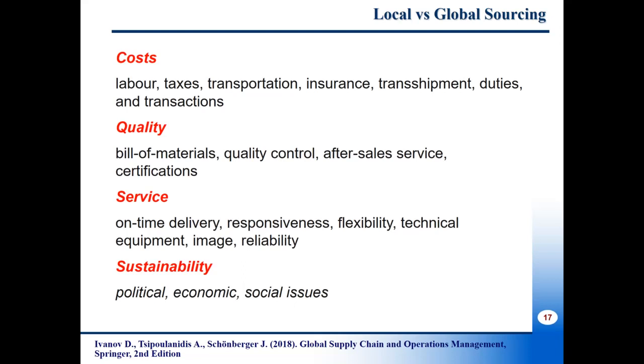Considering the long distance supply, quality, bill of material, quality control, after-sales service, and certifications are important, mostly for perishable and natural products. Considering that lead times are long due to high volume of orders, it is important to maintain on-time delivery, demand responsiveness, and order flexibility in order to avoid stock out or overstock at the buyer side. In addition, technical equipment, company image, and service reliability also need to be taken into account when choosing a global supplier in order to set up long-term agreements.